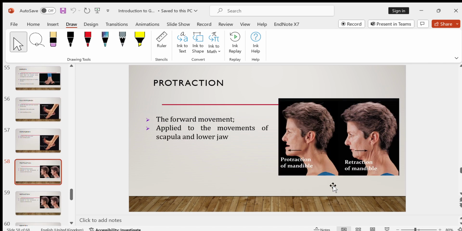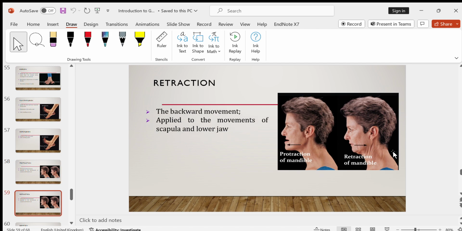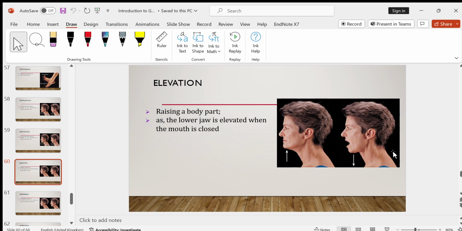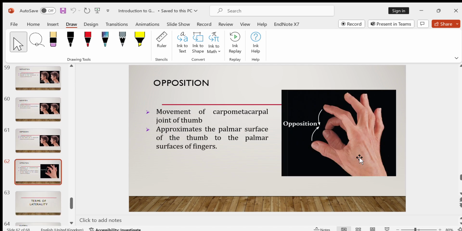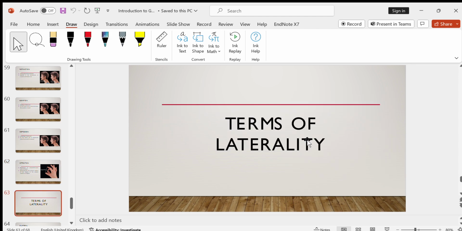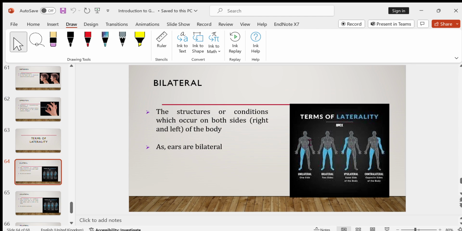Protraction and retraction are mainly for the mandible or the jaw. The movement of the jaw anteriorly is protraction, and movement of the jaw posteriorly is retraction. Elevation is the closure of the mouth, and opening of the mouth is depression. These are also movements at the jaw. Opposition is the movement of the carpometacarpal joints of the thumb. The approximation of the thumb to the tip of other fingers is called opposition.